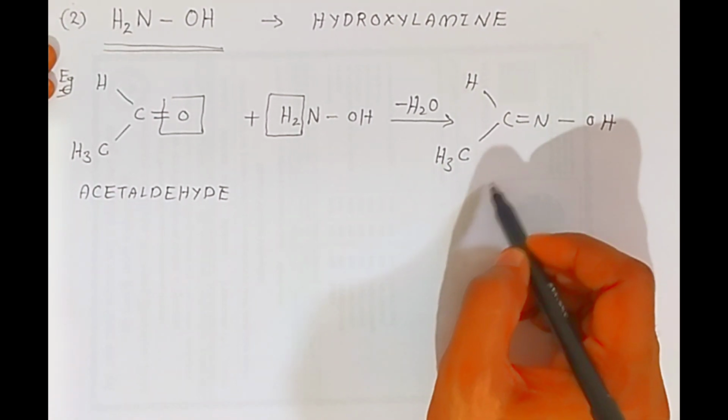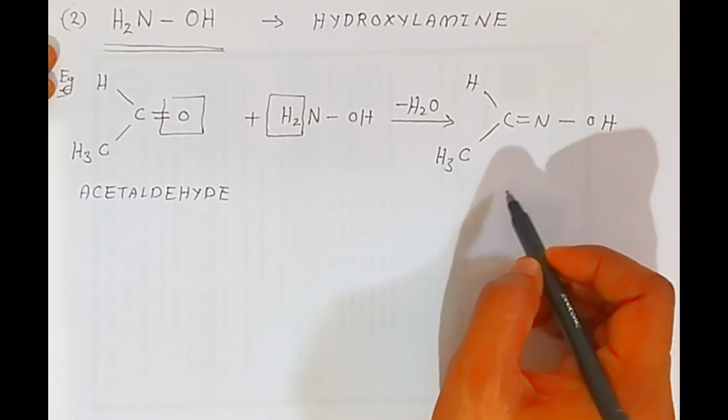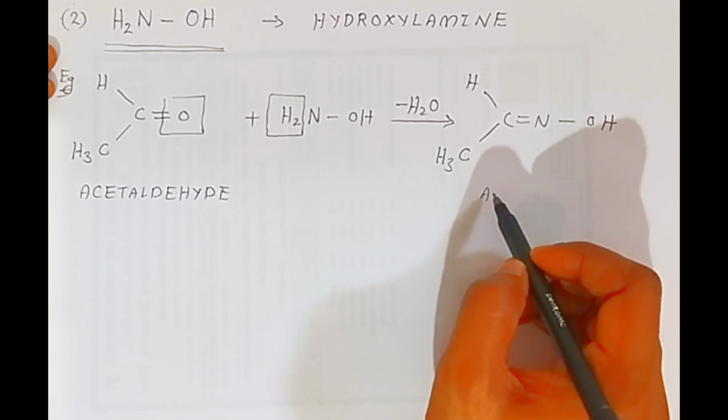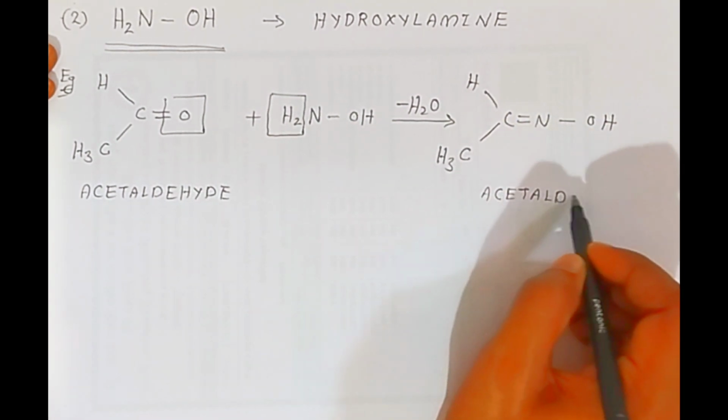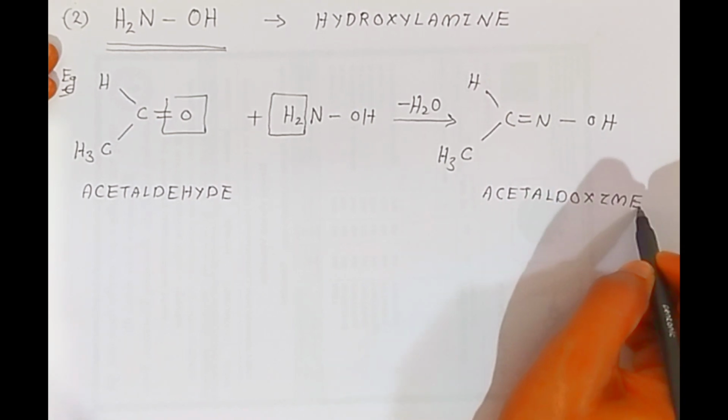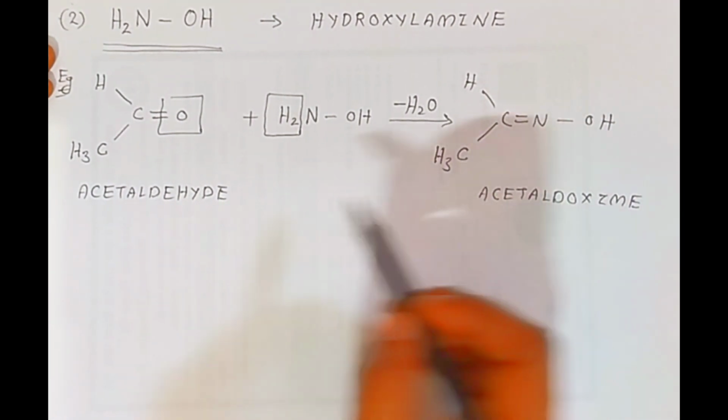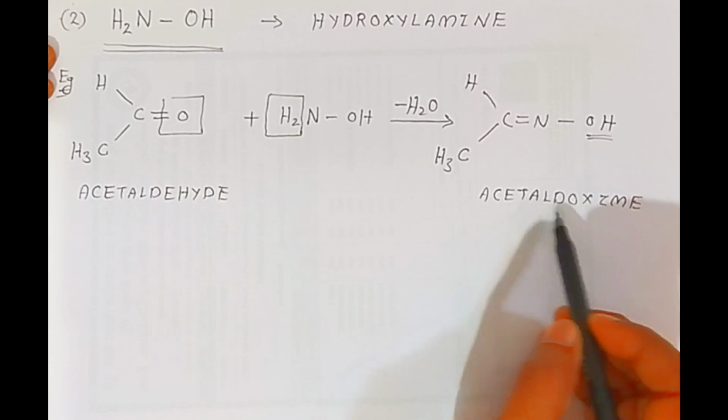The product is also called an imine, but which type of imine, students? It is a derivative of acetaldehyde, so we call it acetaldoxime. Okay students, because this derivative of acetaldehyde is containing a hydroxyl group, we call it acetaldoxime.